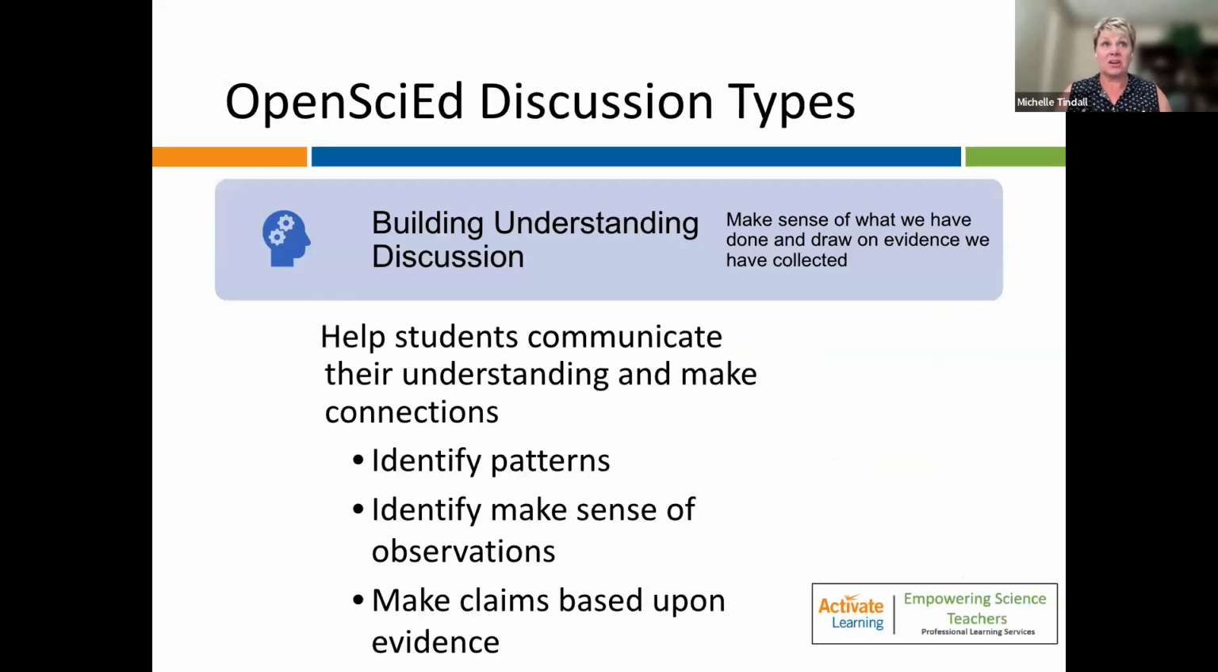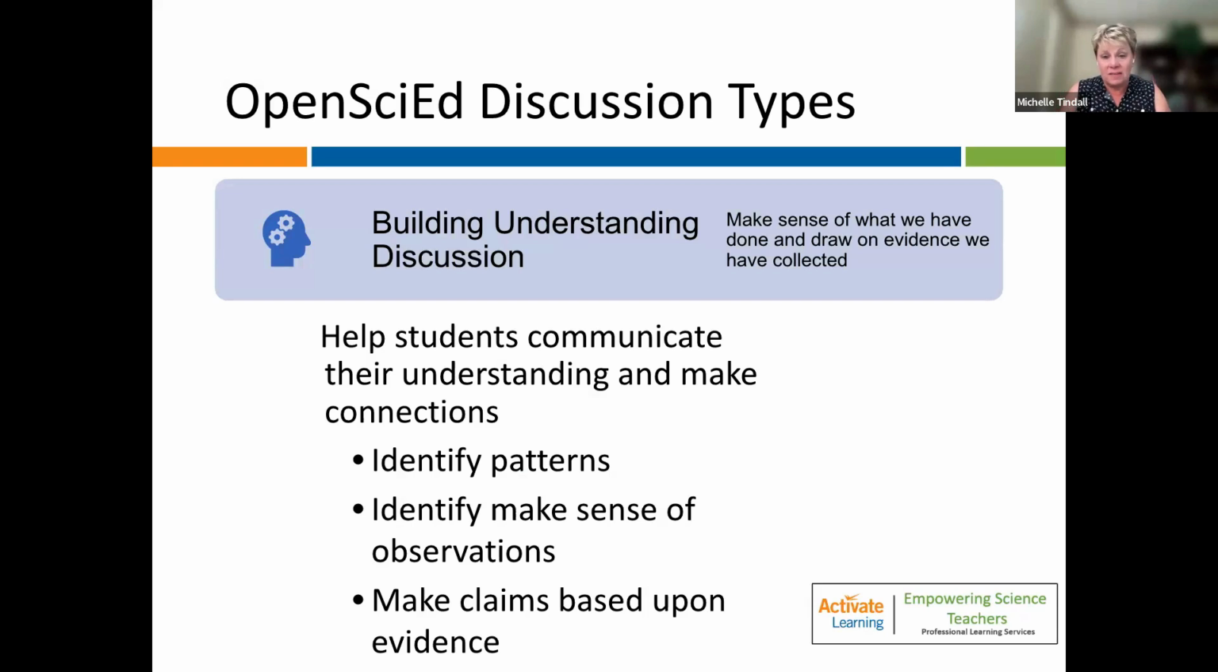So a building understanding discussion, this is where they're communicating their understanding. In our Jamboard, folks were mentioning, like, you can really have students make their thinking visible. They can identify and make sense of observations, and they can make claims based upon the evidence that they have collected, whether it be observations or data or some sort of information that they're looking at. So in this sort of a discussion, you're just helping students make sense is the big idea here.